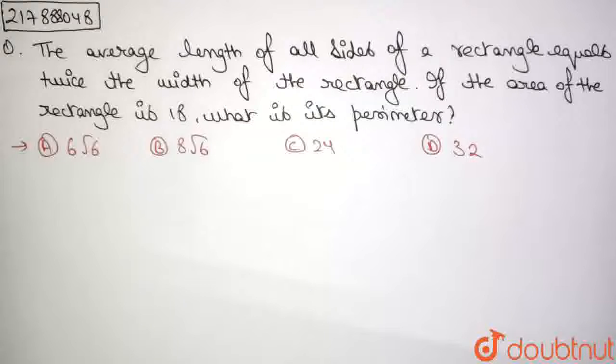Hello friends, welcome. The question states, the average length of all sides of a rectangle equals twice the width of the rectangle. If the area of the rectangle is 18, what is its perimeter?